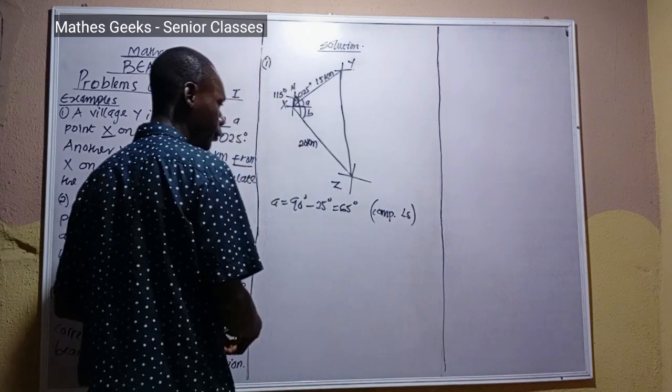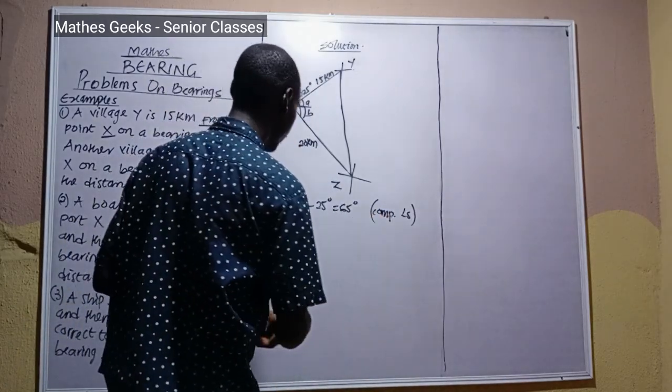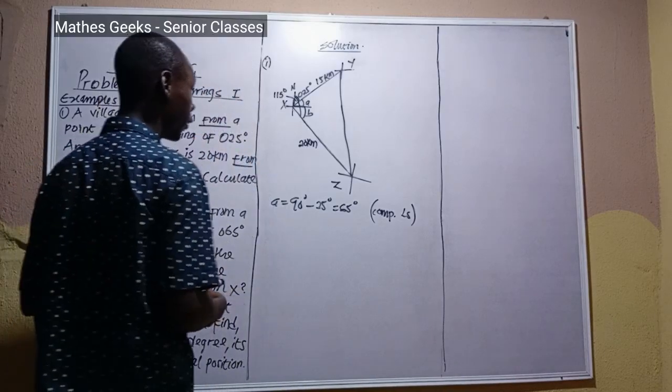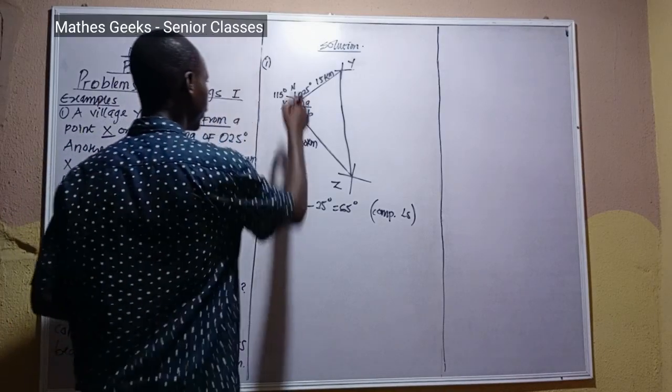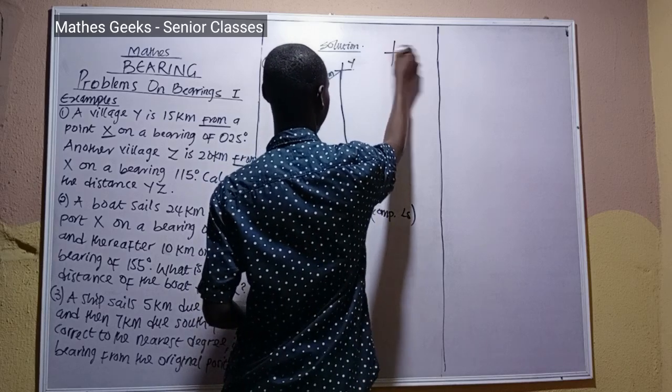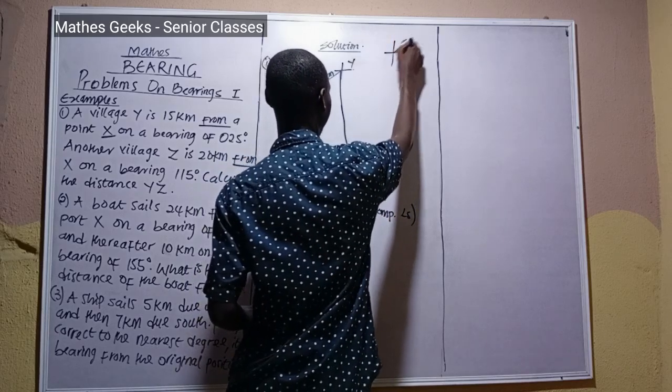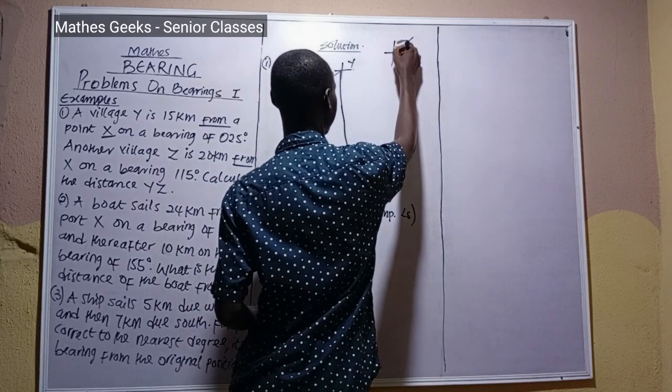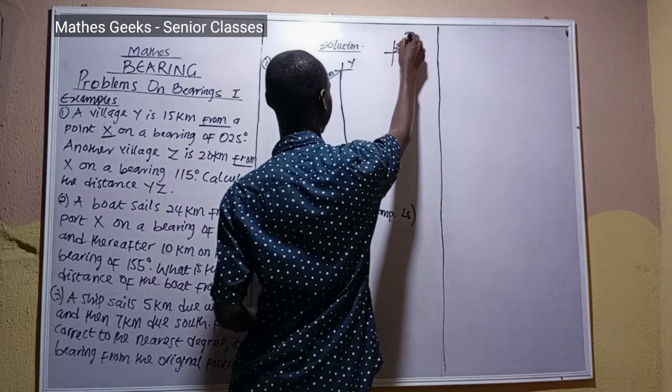So in that video, I didn't mention complementary angles. Complementary angles are two angles that, when added together, will give you 90 degrees. So you already know that this is what we have here. This is north, and we have a line, and this is 25 degrees.